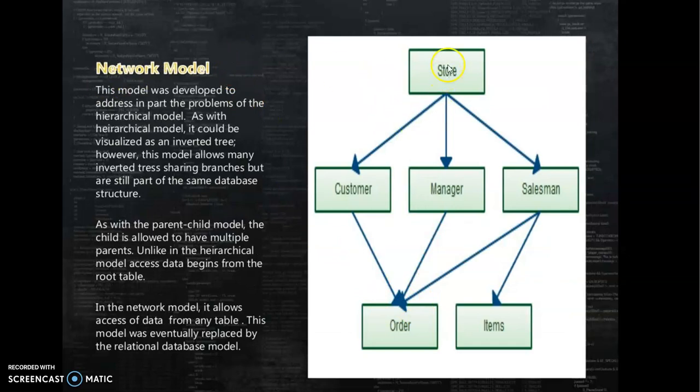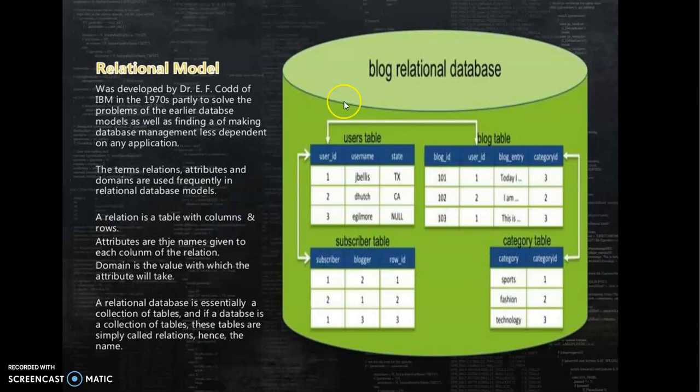Next is the network model. This model was developed to address in part the problems of the hierarchical model. As with the hierarchical model, it could be visualized as an inverted tree. However, this model allows many inverted trees to share branches but still be part of the same database structure. As with the parent-child model, the child is allowed to have multiple parents, unlike in the hierarchical model where access to data is through the root table. In the network model, it allows access of data from any table. This model was eventually replaced by the relational model.